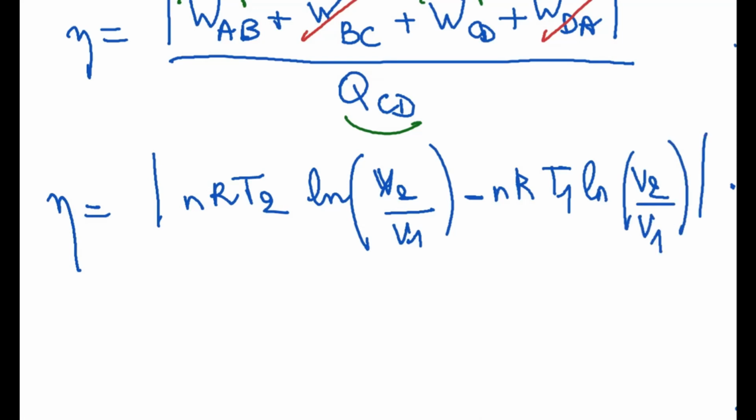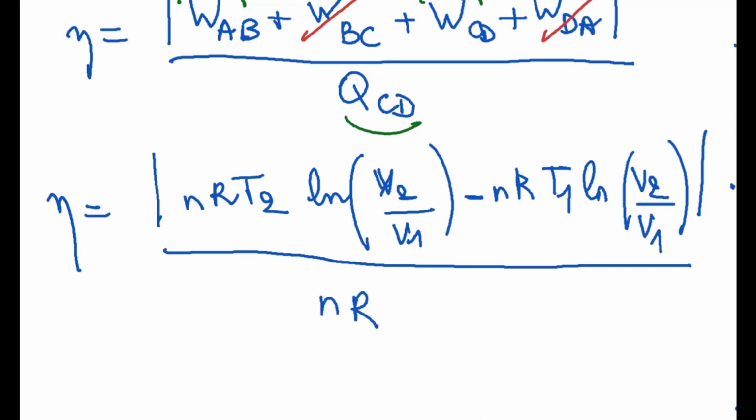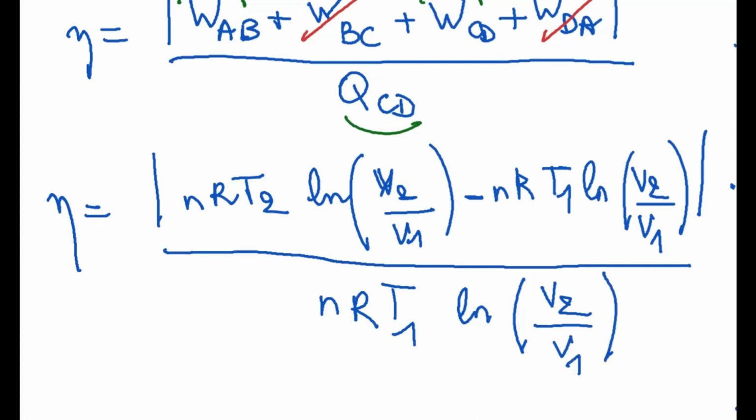Don't forget the absolute value, as we said. It's important to always keep it here. Over. QCD is already positive, so I'm not going to specify the absolute value brackets, but if you want, you can write them too. And here we go. This is the final result of the efficiency for this motor thermal machine that is the Stirling cycle.